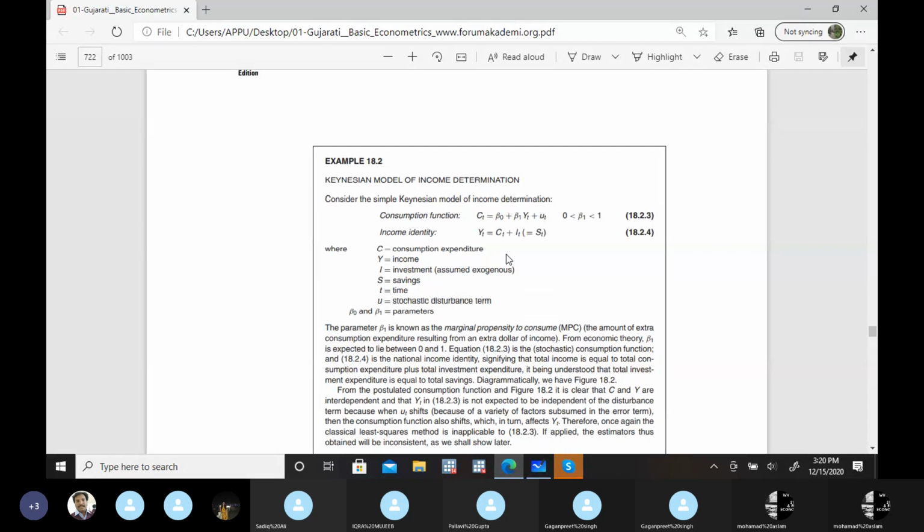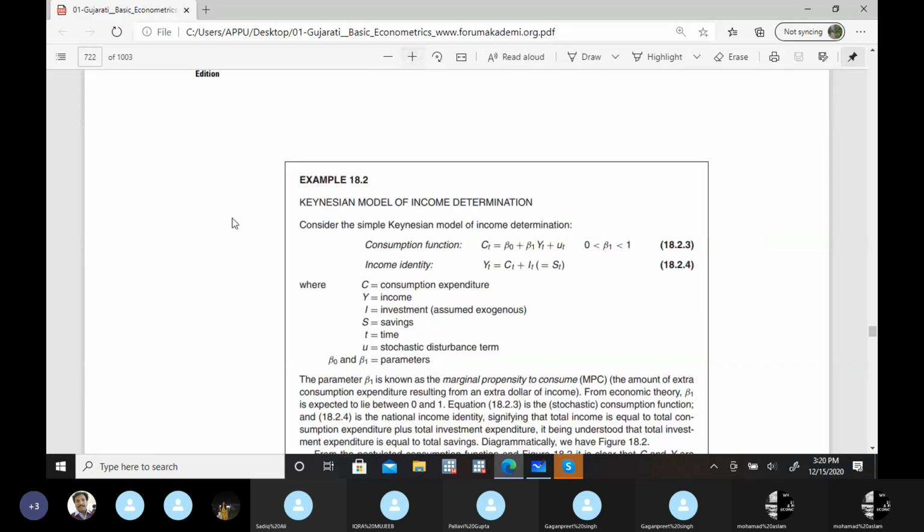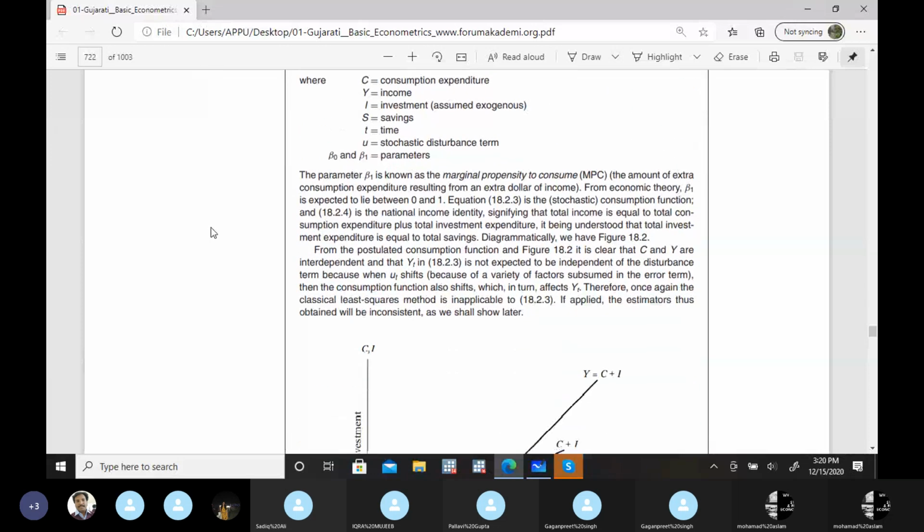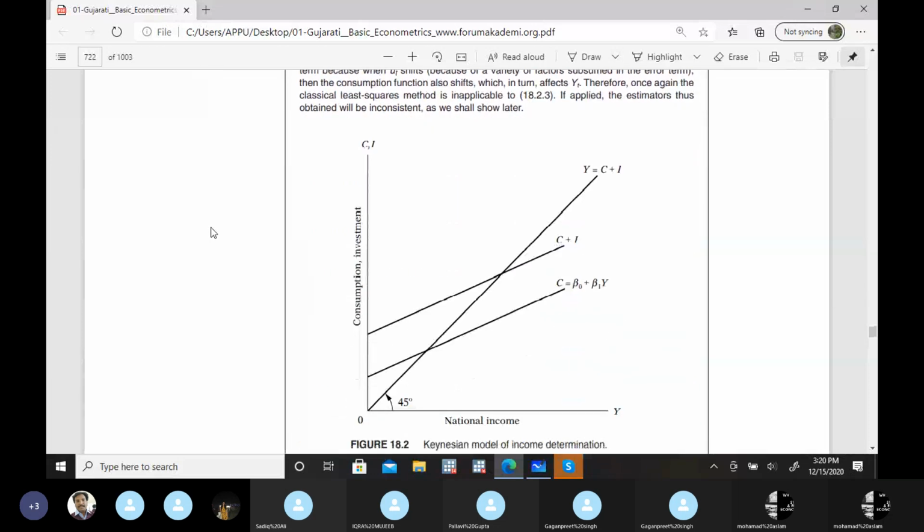Let's take this second example, the consumption and income identity. Now again, we have two equations, right? In the first equation, consumption depends upon income. In the second equation, income depends upon consumption. So in this particular case, we have a first function, consumption depending on income, and in the second case, income depends upon consumption and income.